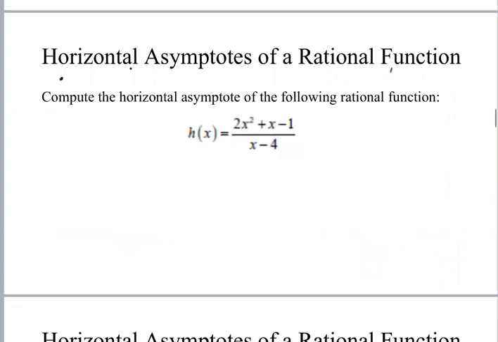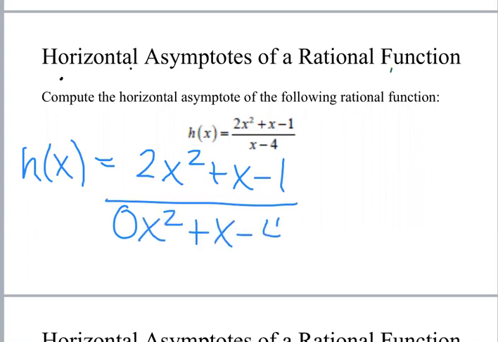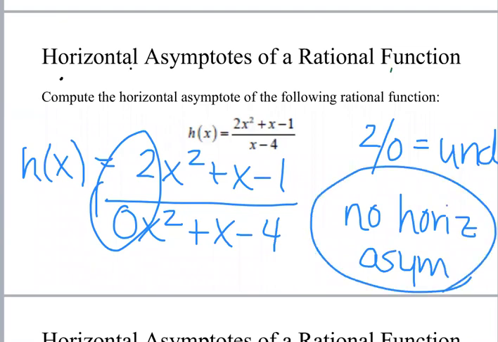And then if I keep going for another example, I want the horizontal asymptote of the following rational function. So again, let's put in that missing piece. So if I do 2x squared plus x minus 1 and put in that x squared that's missing, and I look at that, 2 over 0 is undefined, which means there's no horizontal asymptote. Okay. So if you look at it that way, it's a little more helpful.